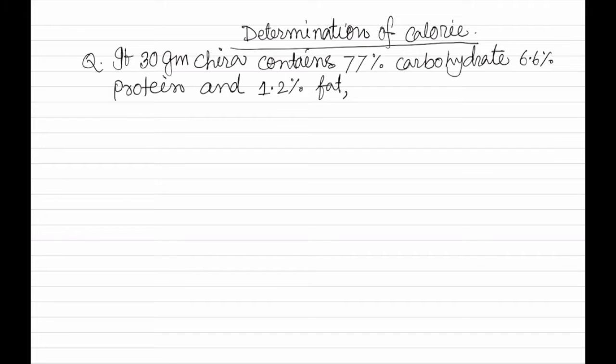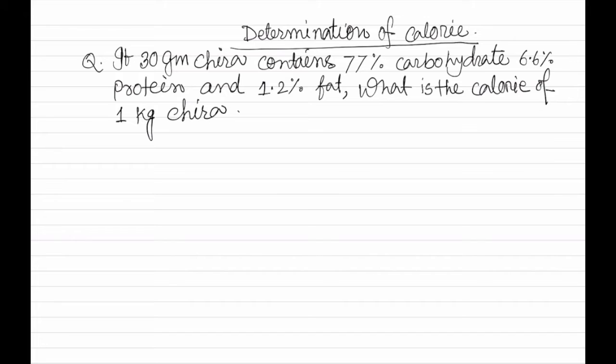What is the calorie of 1 kg, 2 kg, 5 kg, 10 kg, 1 metric ton, etc.? What is the calorie of, as for example, 1 kg or 2 kg, whatever you want, you can explain. 1 kg chira. With the help of an explanation, we can solve this problem very easily.